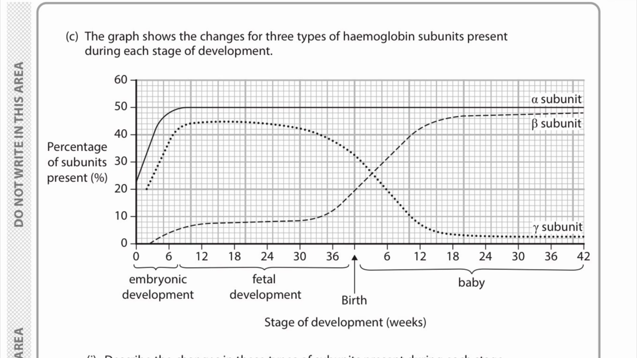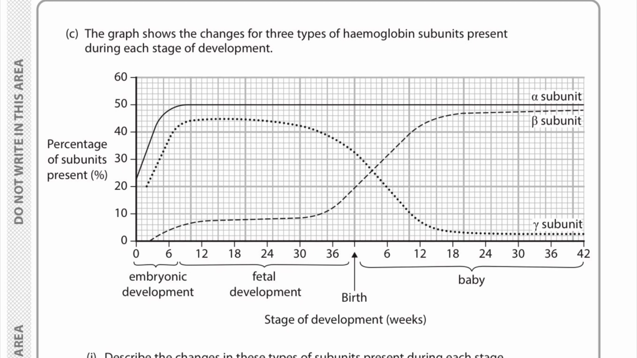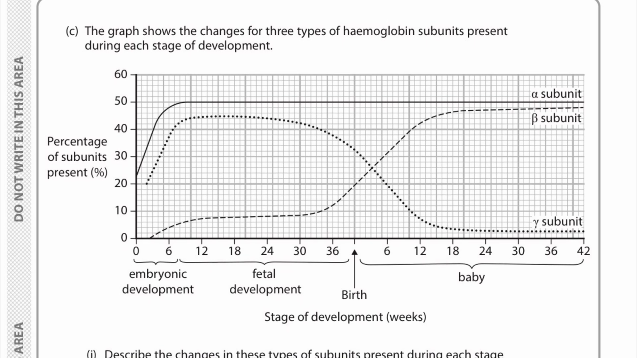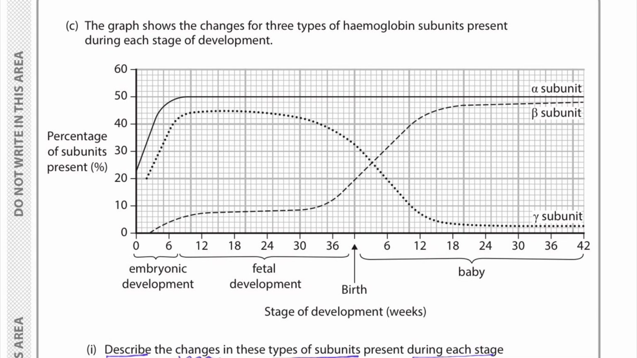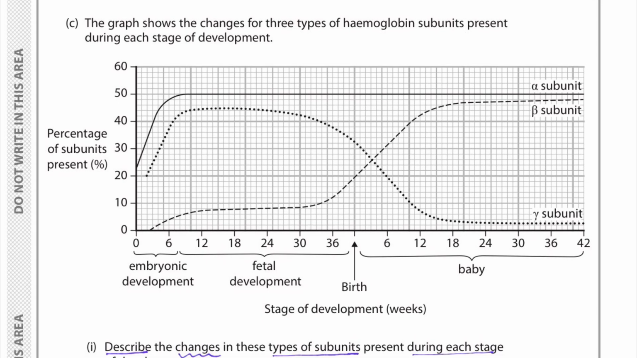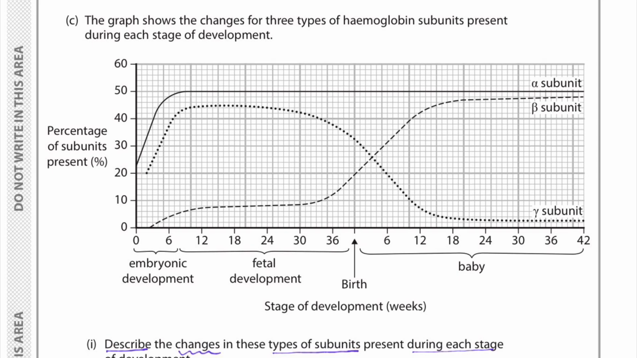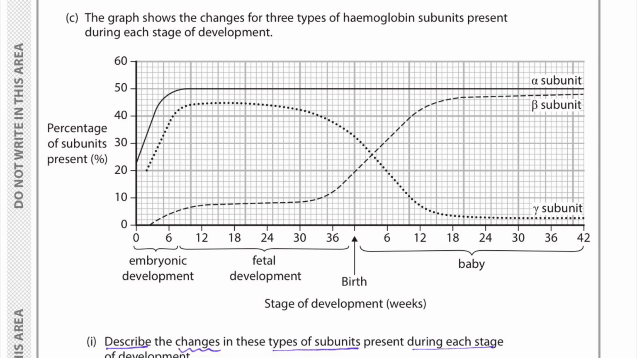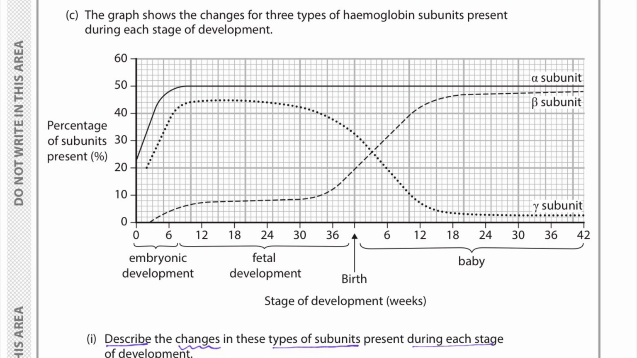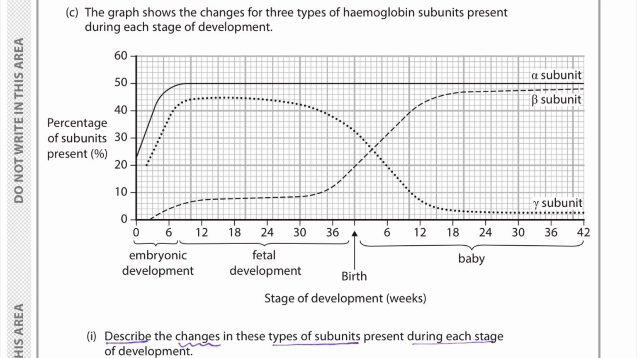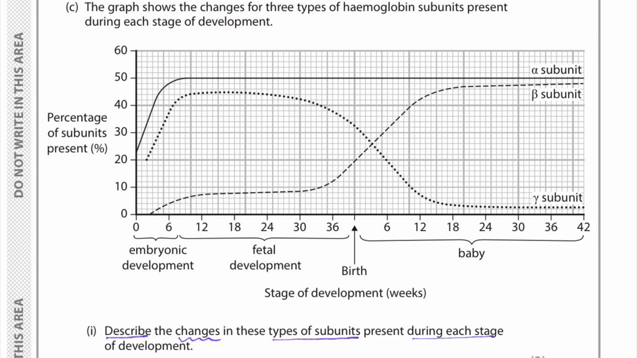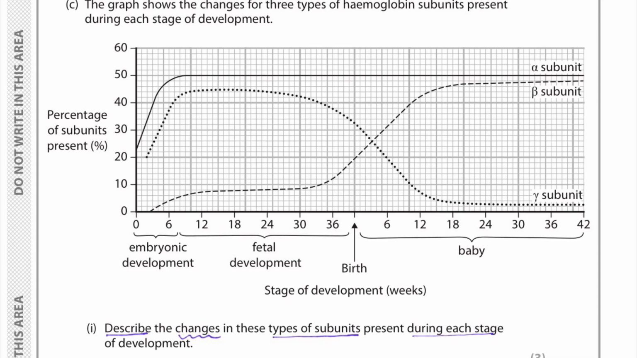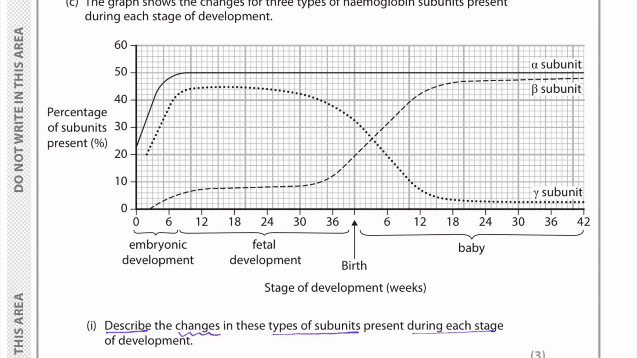Next, they say, the graph shows the changes for 3 types of hemoglobin subunits present during each stage of development. The graph tracks the percentage of 3 types of hemoglobin subunits, alpha, beta, and gamma, across different stages of development, embryonic development, fetal development, and after birth. They ask, describe the changes in these subunits during each stage.